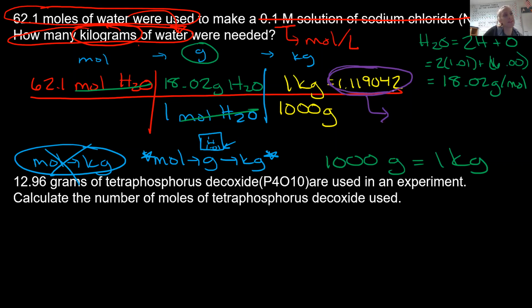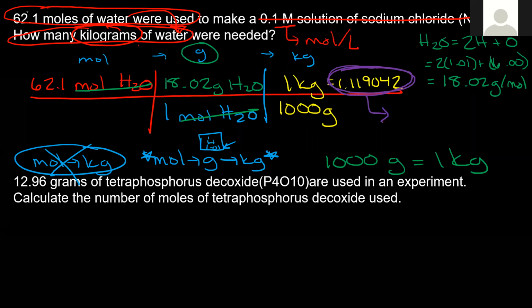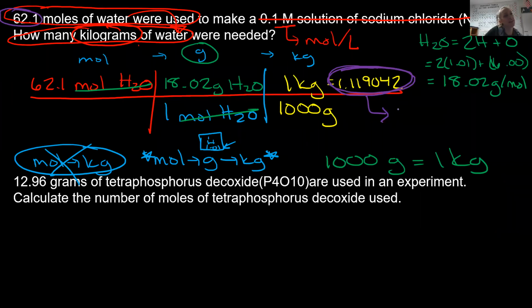Is this my final answer? That is not your final answer. What do I need to do? You need to do the sig figs to 3. Yes. So how do I do that? It would just be 1.12. And then what would be my unit?